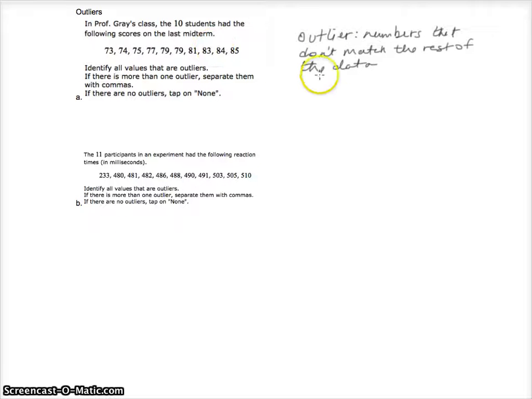So to find whether or not a number matches the rest of the data, we have to look and see how the data is reacting. So we go from 73 to 85, but from the smallest number up, it's only one space, and from the largest number in, it's only one space. So there are no outliers, so we would say there are none.